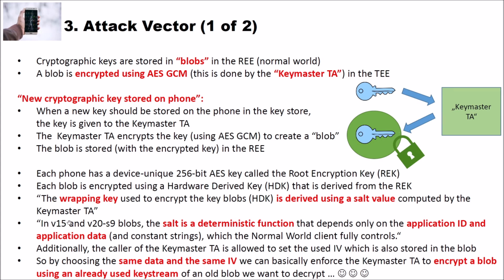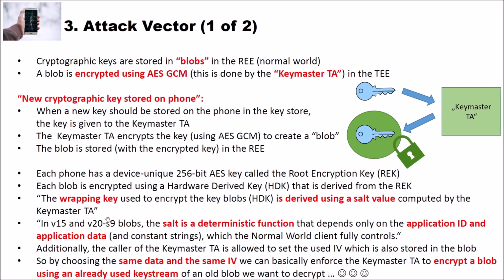But in version 15 and version 20 of the S9, these are versions the authors called out in the paper, the salt is a deterministic function that depends only on the application ID and the application data and constant strings, which the normal world client fully controls. So in the normal world, the client can define all these values, so it can control how this key derivation from the master key or from the root encryption key is executed.